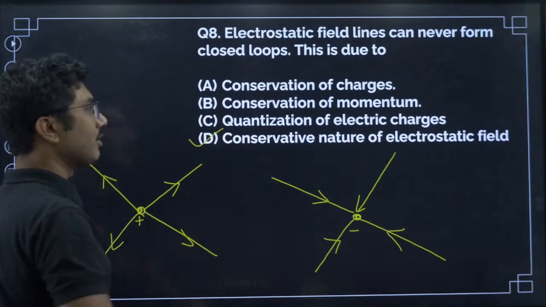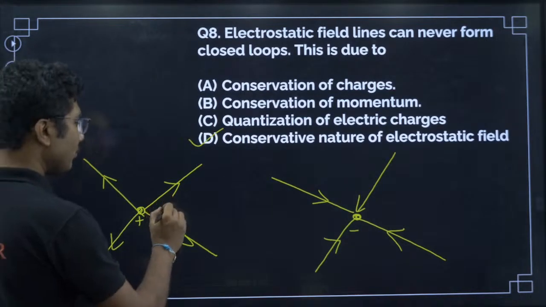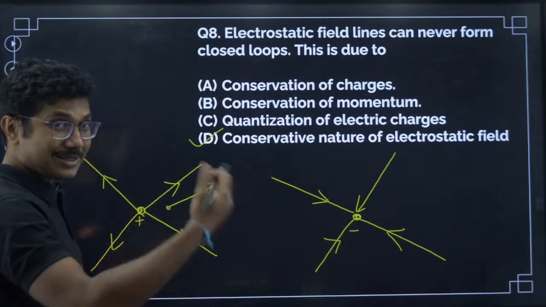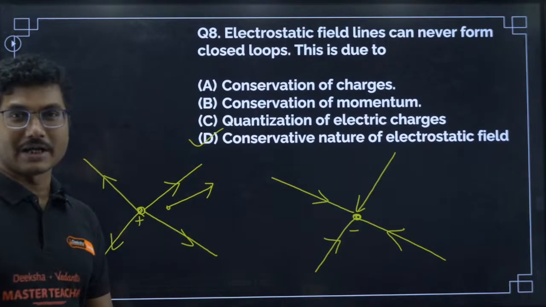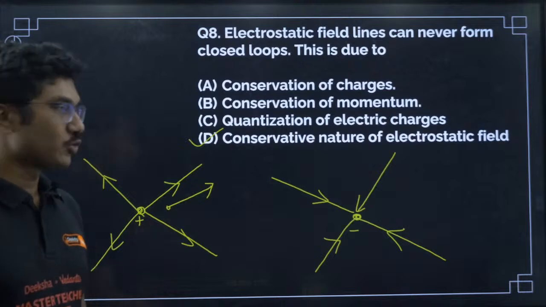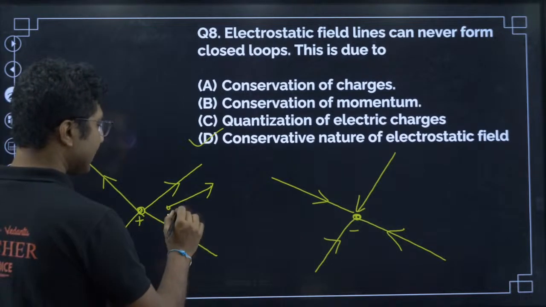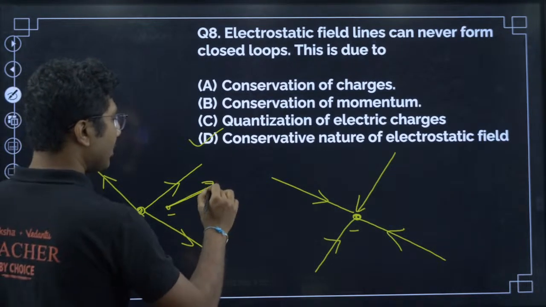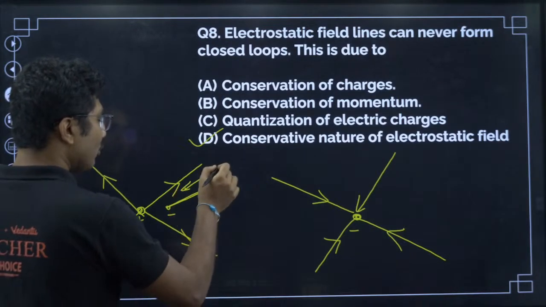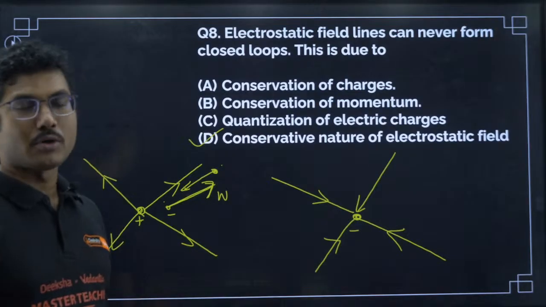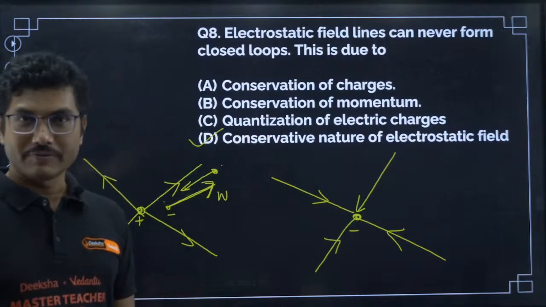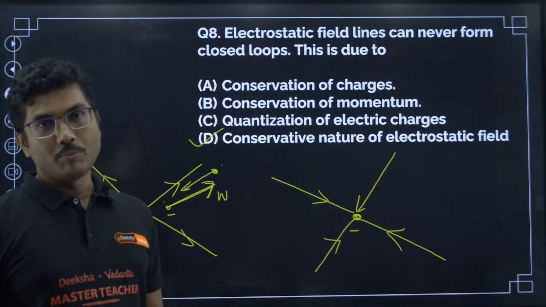Yes, the conservative nature of the electrostatic field. If you do some external work on a charge and then release that charge, you get back the work done by you. Suppose there is a positive charge and a negative charge. You did some work to bring the negative charge over here. Once you release it, it goes back and gives you back the exact amount of work you have done on it. This is only possible if the field is conservative. If the field is not conservative, a loop is possible.